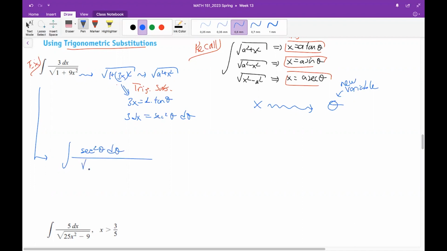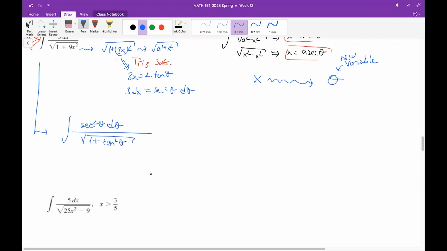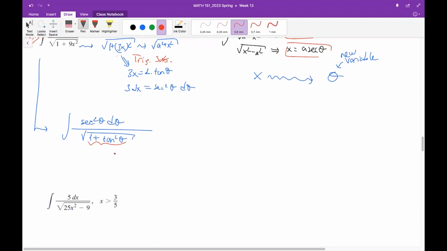And for the denominator, what do I have? Instead of 3x, which is squared here, I will write tangent. So this is tangent squared theta. Do you remember our trigonometric identity for that? It is 1 plus tangent squared theta equals secant squared theta. So inside the square root, we have secant squared theta.